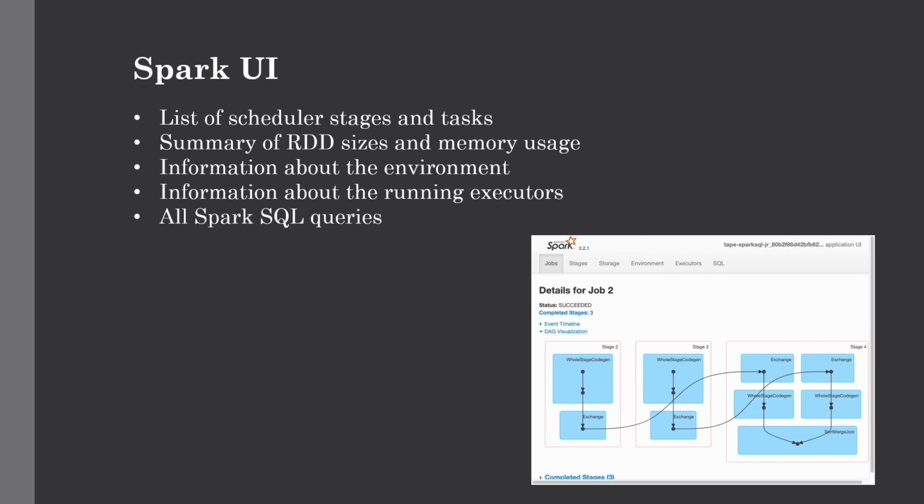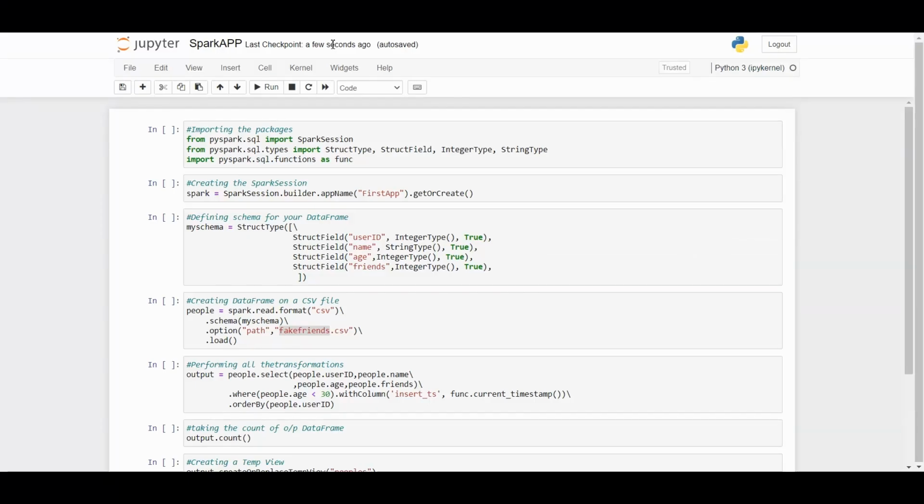So enough talking, let's jump on to our first standalone Spark application, which we are going to execute using Jupyter Notebook. So let's get started. Okay, so here we will actually learn about what transformations and actions are and how lazy evaluation works.